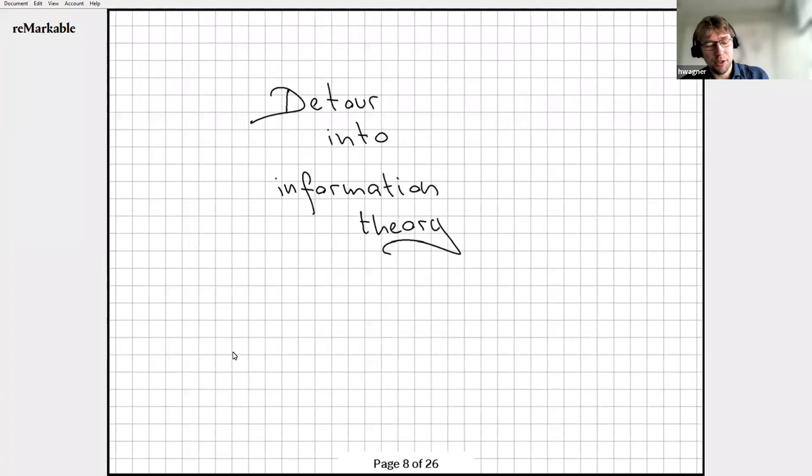To understand what's really happening, we need a small detour into basic information theory. So we'll actually see how this works. Oh, and by the way, if there are any questions, if I skip something important, feel free to interrupt me.